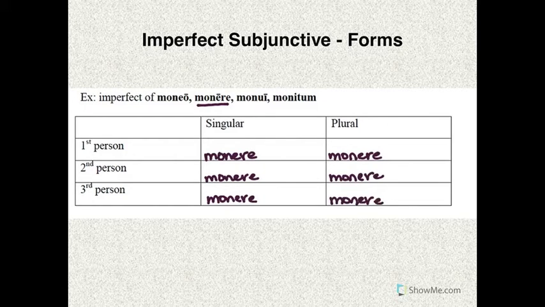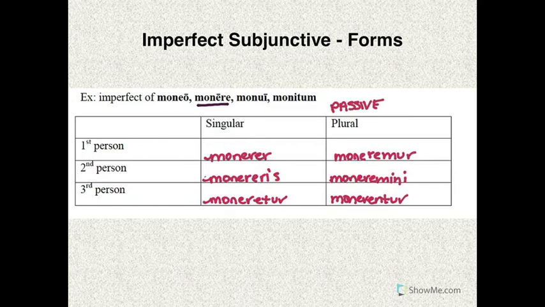Now if we want to do the imperfect subjunctive of moneo in the active voice, we're going to add our endings -m, -s, -t, -mus, -tis, -nt, creating the forms monerem, moneres, moneret, moneremus, moneretis, monerent. Now, if we wanted to do this in the passive, we would just change the endings. So this is what we would get: monerer, monereris, moneretur, moneremur, moneremini, and monerentur.